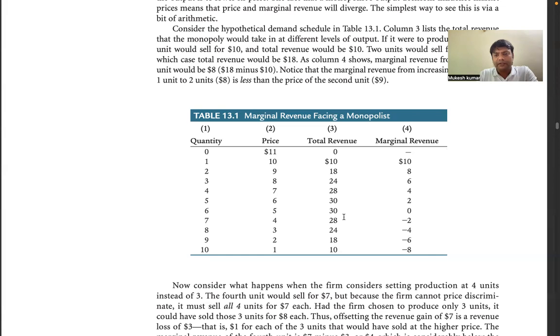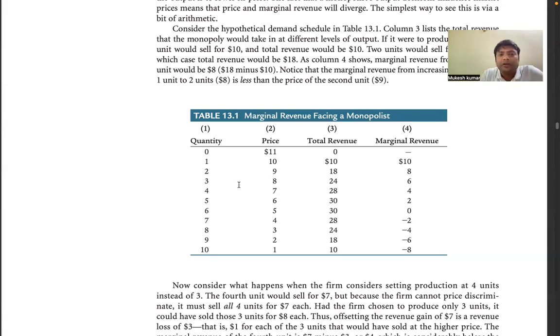Here, see what is happening. If the monopolist wants to sell 2 units of the good, then the monopolist has to charge 9 per unit. Now, from here, if the monopolist wants to increase the selling of the good by 1 unit, then the monopolist has to decrease the price per unit by 8.